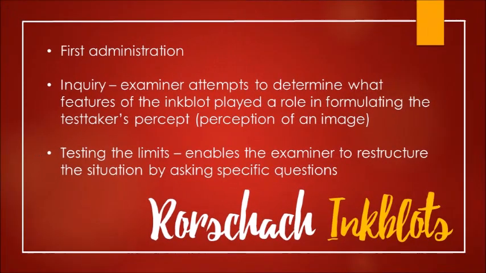But as this test becomes more widely used, inevitably someone would have to create an instructional manual. So, in this existing manual for the Rorschach ink blot, the instruction is to administer the test for the first time, and during this first administration, the instruction remains to ask the client or the test taker what might the image be. On the second round, which we call the inquiry phase, the examiner attempts to determine what features of the ink blot played a role in formulating the test taker's perception of an image. Is it the foreground itself, or the background, or is it the shape of the figure, or the shade of the figure? And finally, on the third phase, which is the testing the limits phase, it enables the examiner to restructure the situation by asking more specific questions.